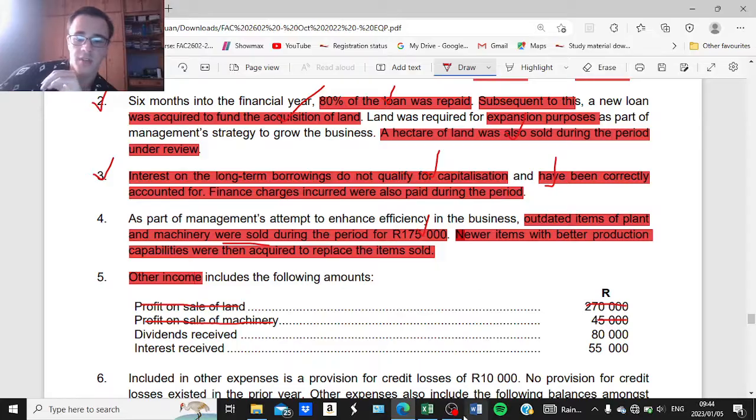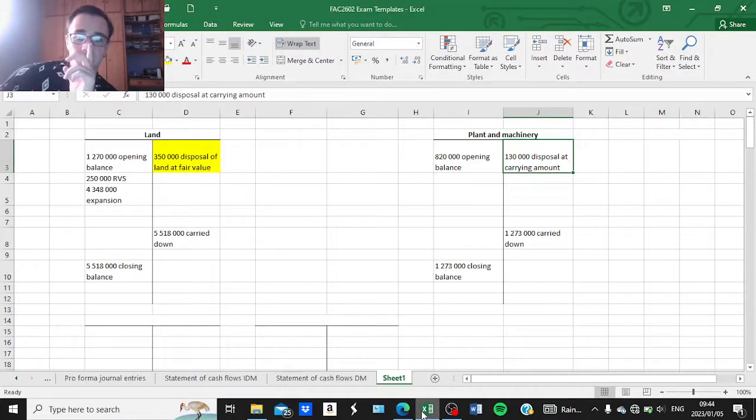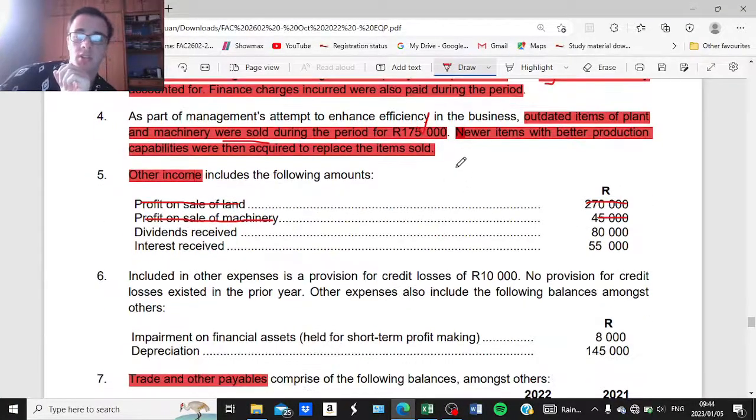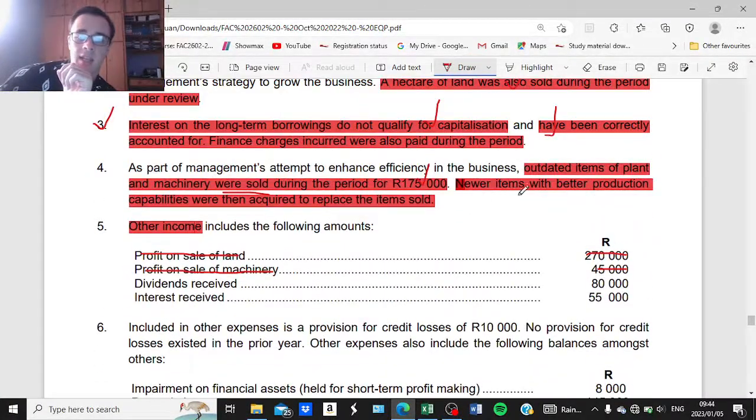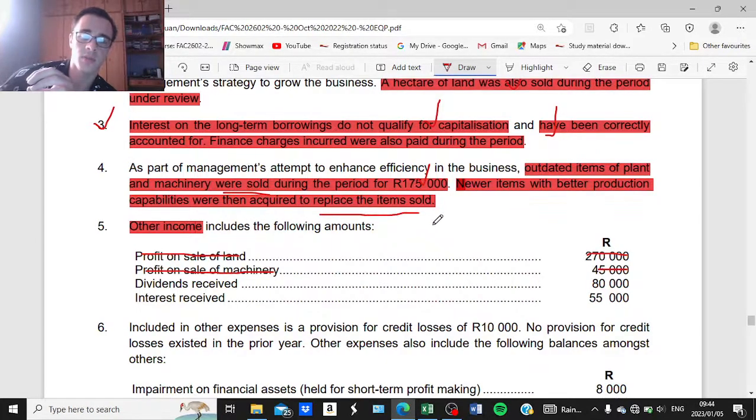Right. So we have calculated the disposal at carrying value, and we need to consider the carrying value because only then will we actually be able to calculate the correct balancing figure for this account. So furthermore, newer items with better production capacities were acquired to replace the items sold. So the additional equipment that was purchased by the company was acquired for replacement purposes.